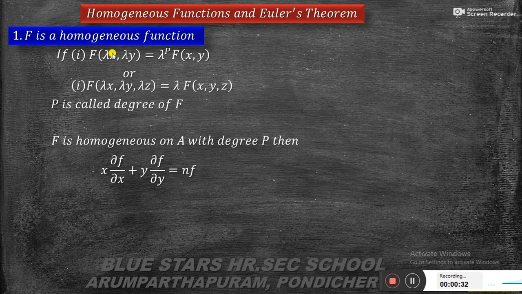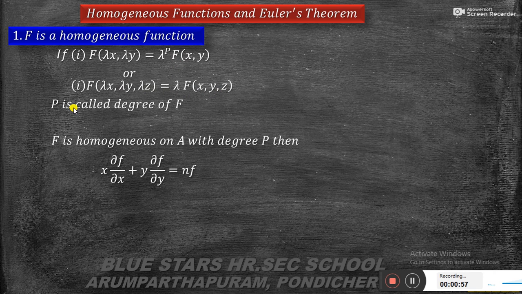That means suppose they give one function. So we substitute x equal to lambda x and y equal to lambda y throughout the functions. So after that we get back lambda power p into f of x comma y. So this format, the right hand side format, we get. So from this we tell it is homogeneous, or otherwise f of lambda x, lambda y, lambda z equal to lambda power p into f of x comma y comma z.